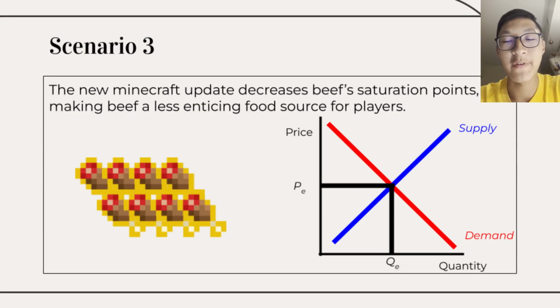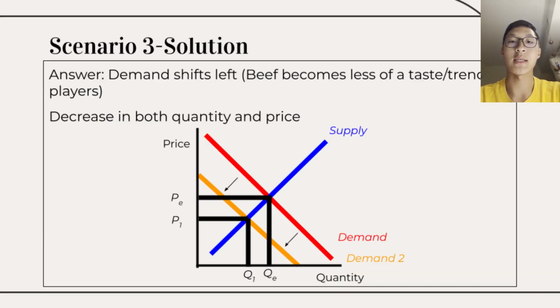So the new Minecraft update decreases the beef saturation points, making beef a less enticing food source for players. And this is an example of how taste and trend can affect demand. As a result, demand shifts left because beef has become less of a taste or trend for Minecraft players. And since the supply doesn't change, it causes a decrease in both quantity and price.